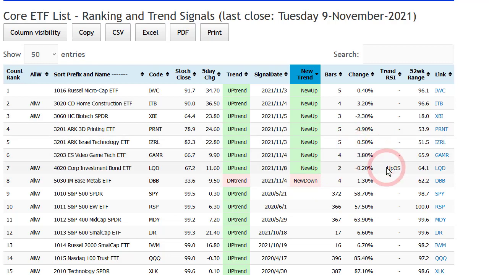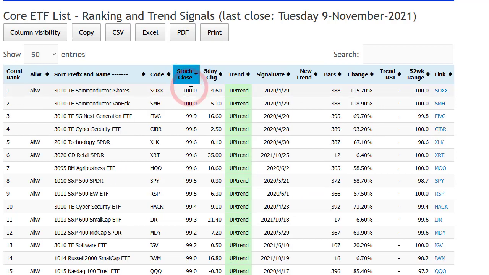But going back to this table, we've got the StochClose indicator here, and that's what I'm using as a relative strength rating. It's kind of like a volatility adjusted relative strength indicator. It measures the level of the close relative to the 6-month high-low range. And the higher you are in that range, the stronger the ETF is. And you can see semiconductors are at the top. They both have 100, which means they're basically at 6-month highs.